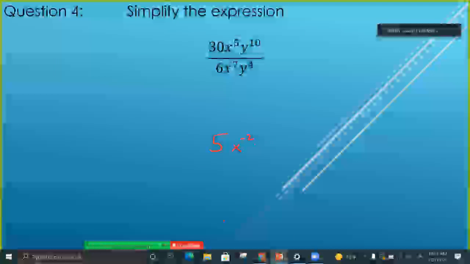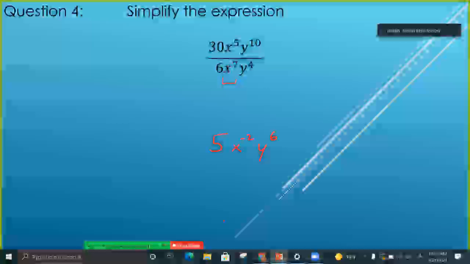Very good. 5x to the negative 2, y to the 6th. This is perfect. You did your division, 30 divided by 6, that's 5. You got a negative 2 for the x exponent by doing 5 minus 7. Remember, it's always top minus bottom for the matching variables. So the x is top minus bottom, y's top minus bottom exponents. Now, the only thing we can do, one last step, is fix that negative 2 exponent.